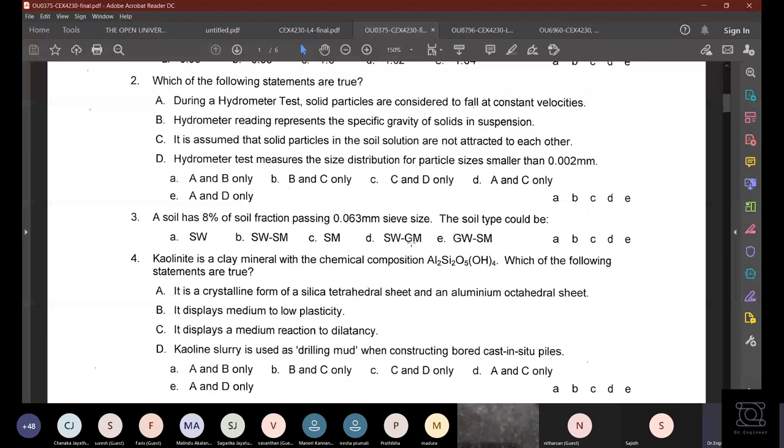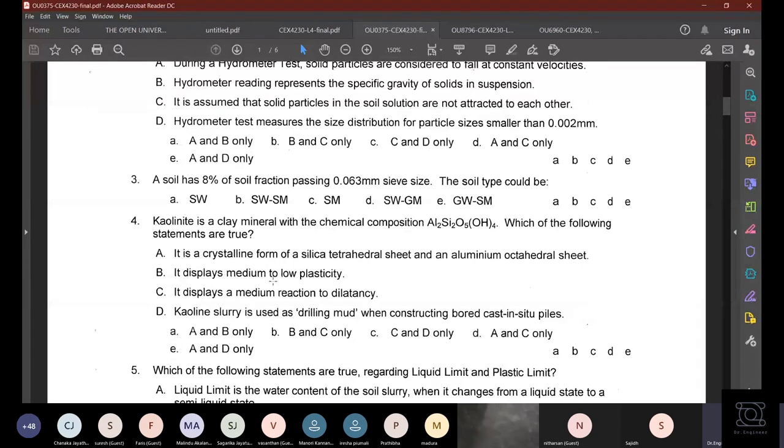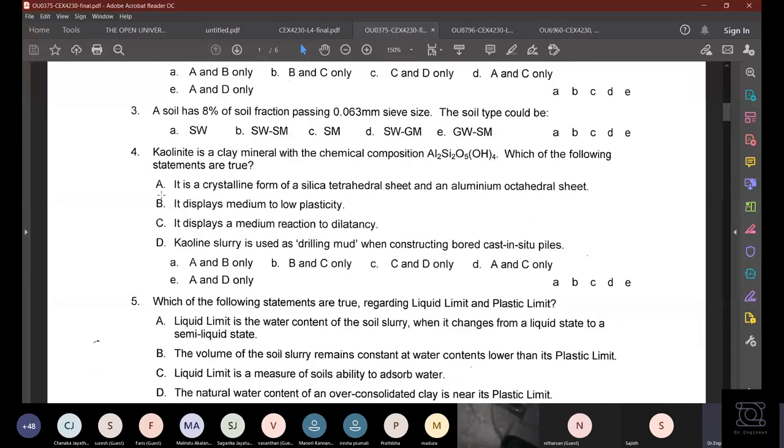The fourth question: kaolinite is a clay mineral with chemical composition. Which of the following statements are true? It is a crystalline form of a silica tetrahedral sheet and an aluminium octahedral sheet. To be frank, I am very poor in chemistry, so I can't remember the theory on this. I assume that is wrong, but I don't know this octahedral tetrahedral thing. Sorry about that. I'll just keep statement A aside.